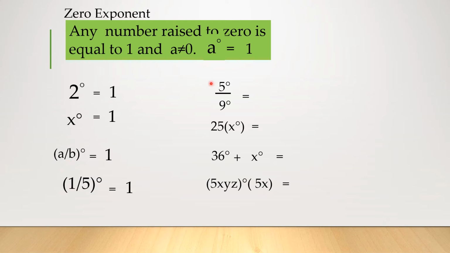Now here, this is 1 divided by 1. So that is equal to 1. 25 times 1, that is equal to 25. This is 1 plus 1, that is equal to 2. And here, we have 5x, y, z, but they are all raised to 0, which means that is still 1. 1 times 5x is equal to 5x.